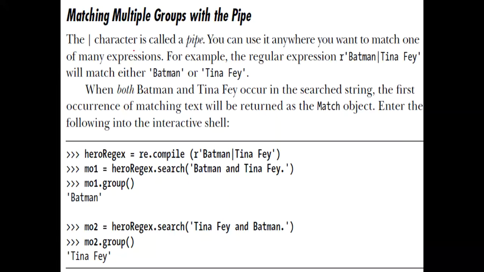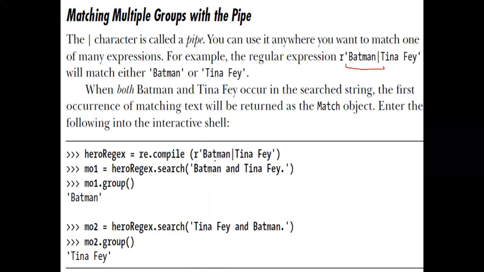Now, matching multiple groups with a pipe. This character we call a pipe. We can use it anywhere in a program to match one or more expressions. Let us take one simple example regular expression. This expression has Batman followed by a pipe followed by Tina Fey. So it is going to match either Batman or Tina Fey. When both Batman and Tina Fey occur in the searched string, the first occurrence of matched text will be returned as a match object.